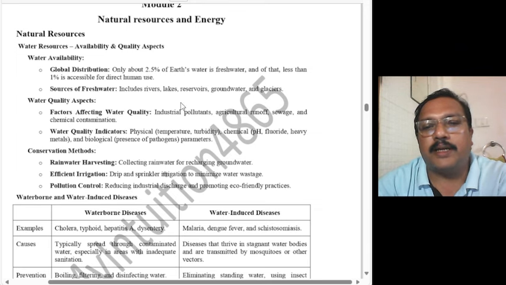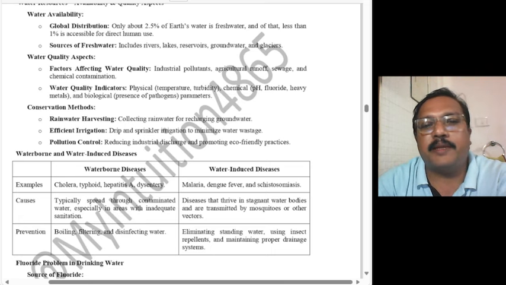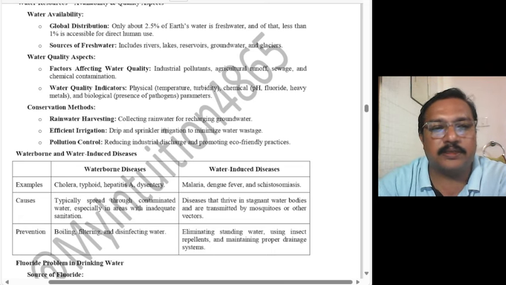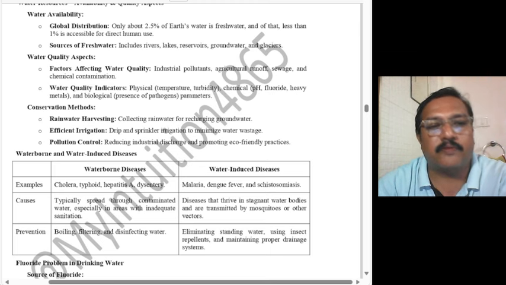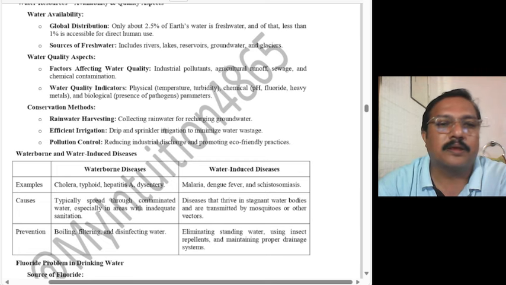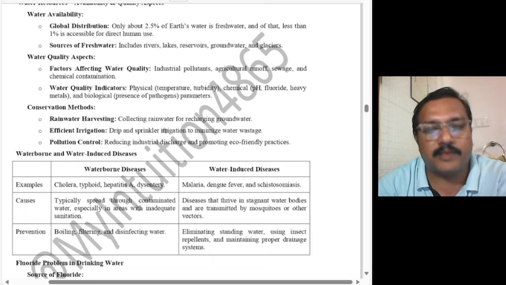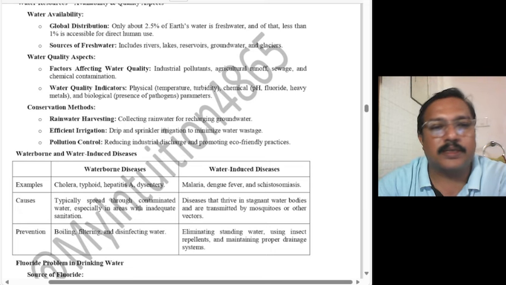Then the water quality and the aspects related to it is also very important. Water quality means how clean and safe the water is for drinking, farming, or other uses. There are many factors that affect water quality. The main causes of water pollution, or poor water quality, include industrial pollutants, agriculture runoff, sewage and chemical contamination.